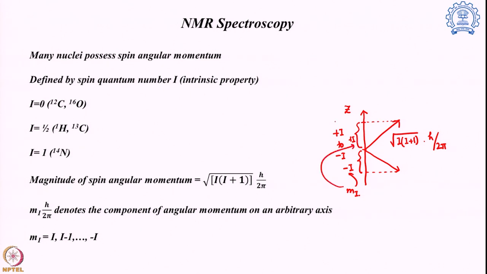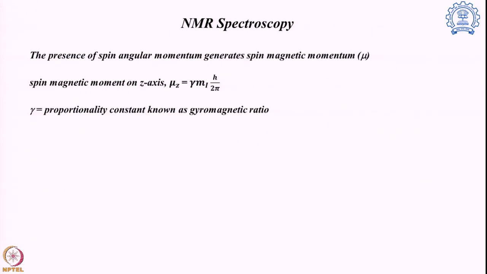Now with that sorted out, we also found that when we have a spin angular momentum, it also generates a spin magnetic moment. The spin angular momentum also generates a spin magnetic moment, because the spin angular momentum actually has an electrical component, so obviously it also gives a magnetic component around it. And this magnetic component is the reason for the creation of a spin magnetic moment.